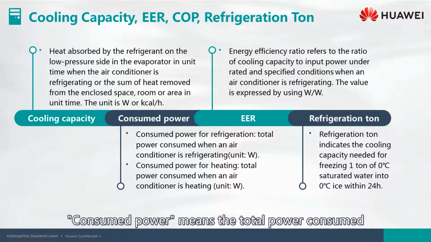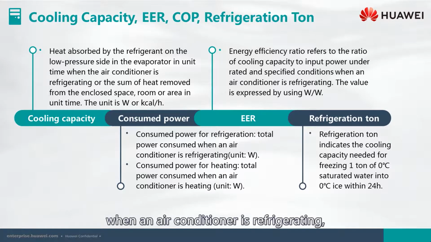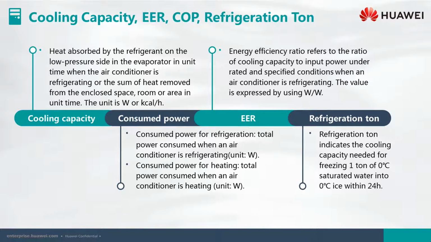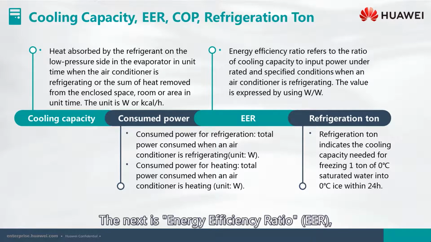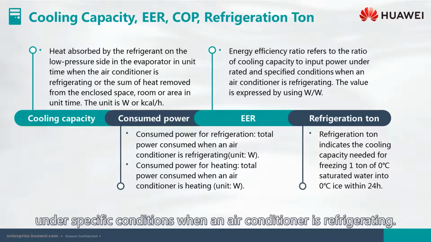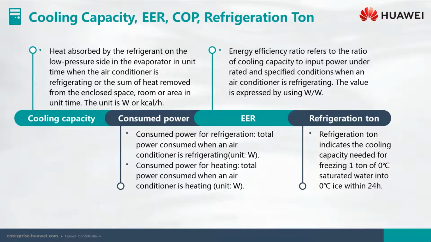Consumed power means the total power consumed when an air conditioner is refrigerating. This power usage includes the electric heater, fans, and humidifier. The next is Energy Efficiency Ratio, EER. It's the ratio of cooling capacity to input power under specific conditions when an air conditioner is refrigerating.